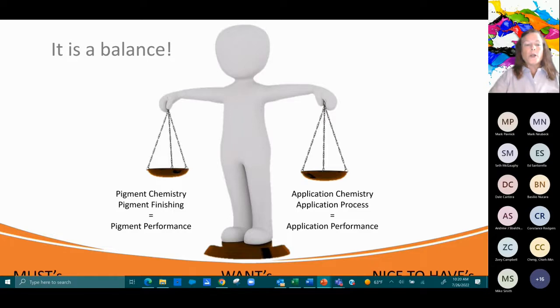So it's very important to understand in each category, in each must, want, and nice to haves, which the priority is within those categories as well, so that we can balance everything out as best we can to make sure that we get the product that we are looking for.